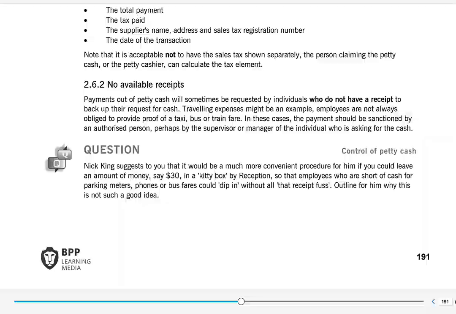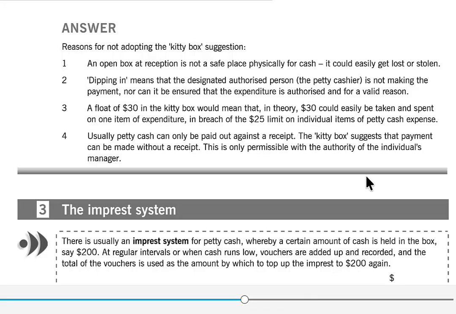Part 2. Explaining the answer in full detail. The book's answer gives 4 main reasons. Let us go through them one by one. Reason 1. A box at reception is not physically safe. The answer says, an open box at reception is not a safe place to keep cash. It could easily get lost. It could easily be stolen. Petty cash must be protected. It must be kept in a locked petty cash box, and normally it is kept in a locked drawer or safe place. So the first problem is security. The money is not protected.